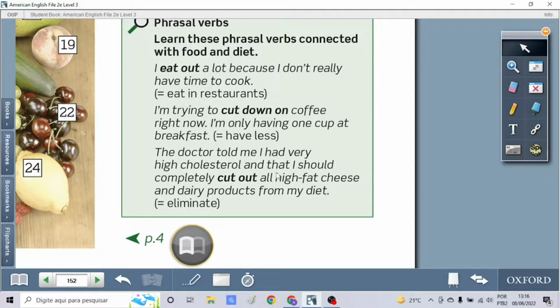Next, the doctor told me I had very high cholesterol and that I should completely cut out high fat cheese and dairy products from my diet. So, if you need to cut out an ingredient or something from your diet, it means to eliminate. Stop eating it. Okay? Cut down. You still can have it, but you eat less than you would normally do. But if you cut out, that means totally eliminate it. Okay?